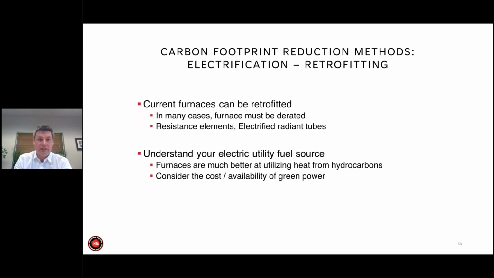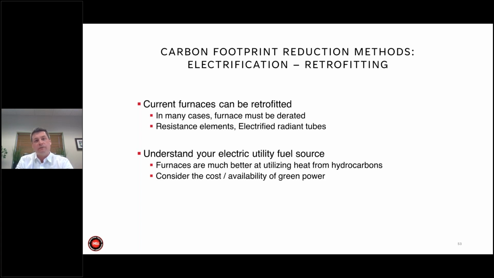Along that line, electrification. A lot of questions right now from customers of mine to convert their furnaces from natural gas to electric. And the first thing I ask them is, where is your power coming from? If you don't know where your power is coming from, if your power is fossil fuel based, it is a terrible idea to electrify if your goal is carbon footprint reduction. If your electric power supply is highly renewable, then it makes all the sense in the world.